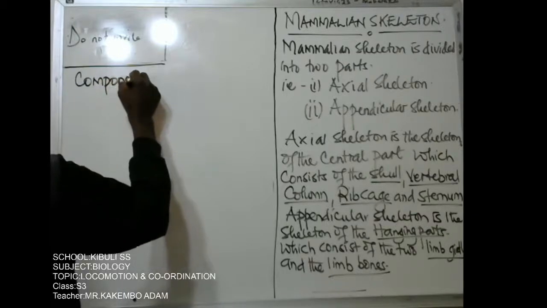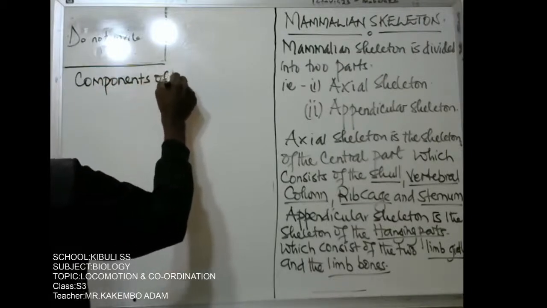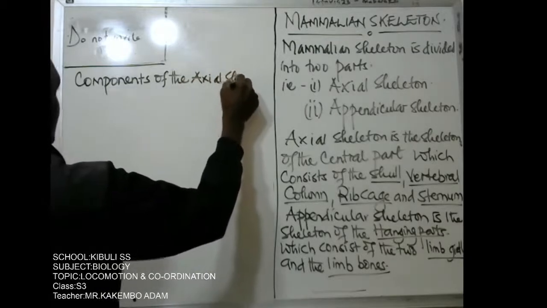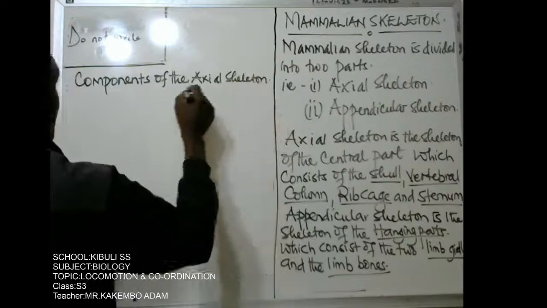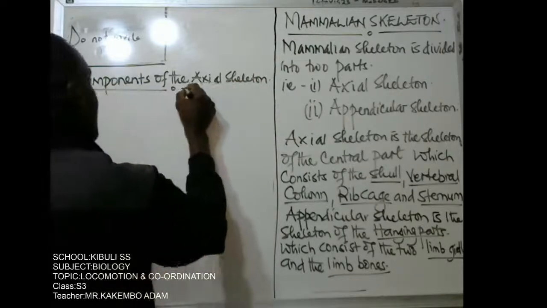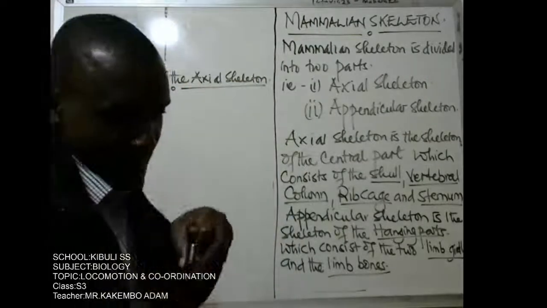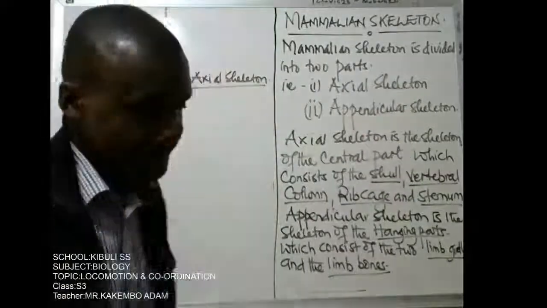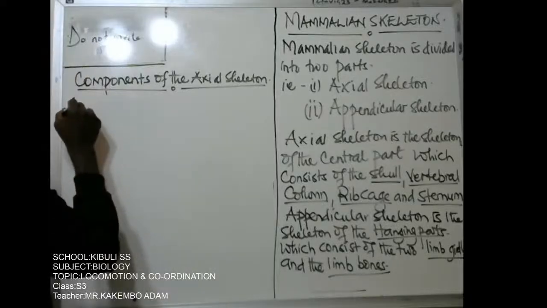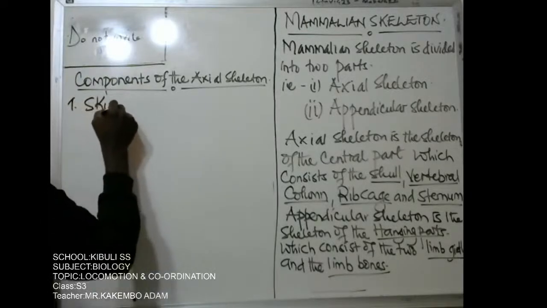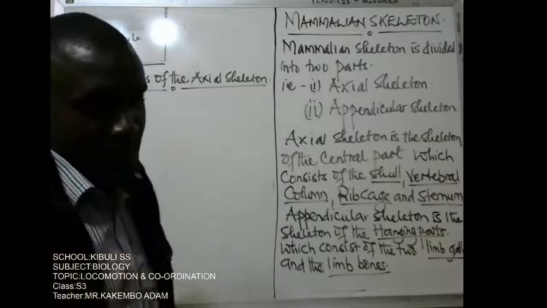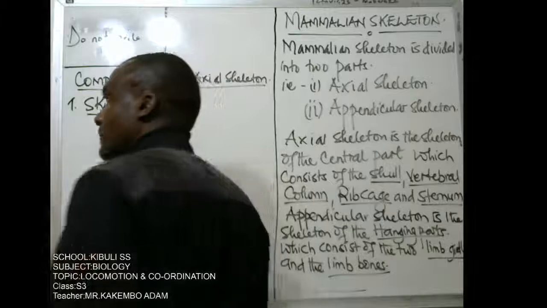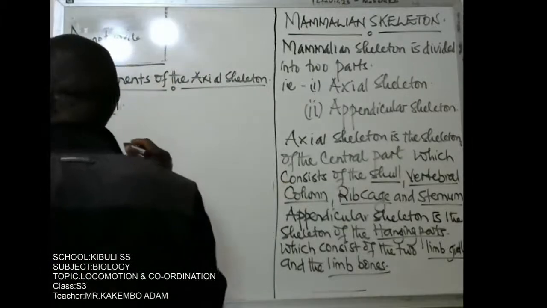The components of the exoskeleton. One, the skull. The skull is made up of several flat bones.